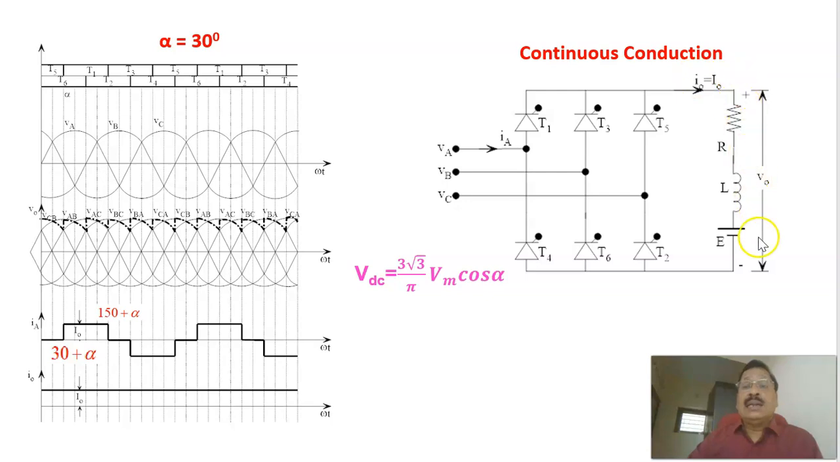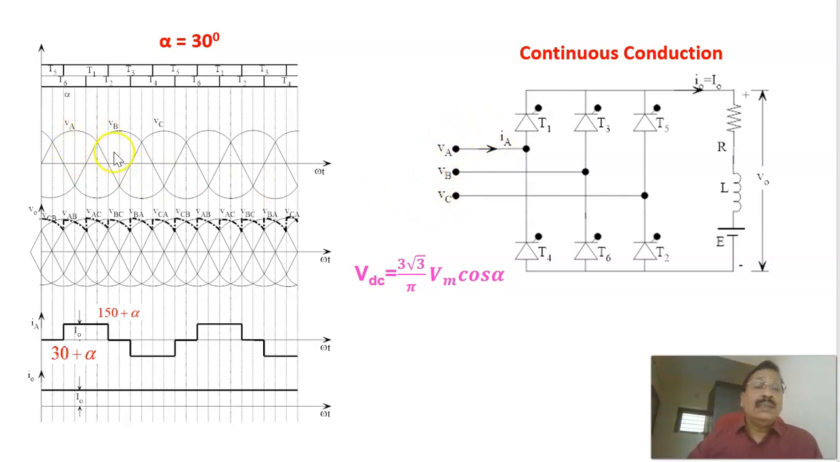And this is the RLE load that we are considering. We are assuming continuous conduction, in which the load current is assumed to be constant. Capital I naught is the load current. The voltage available across the load is the average DC voltage. Input is a 3-phase AC voltage.